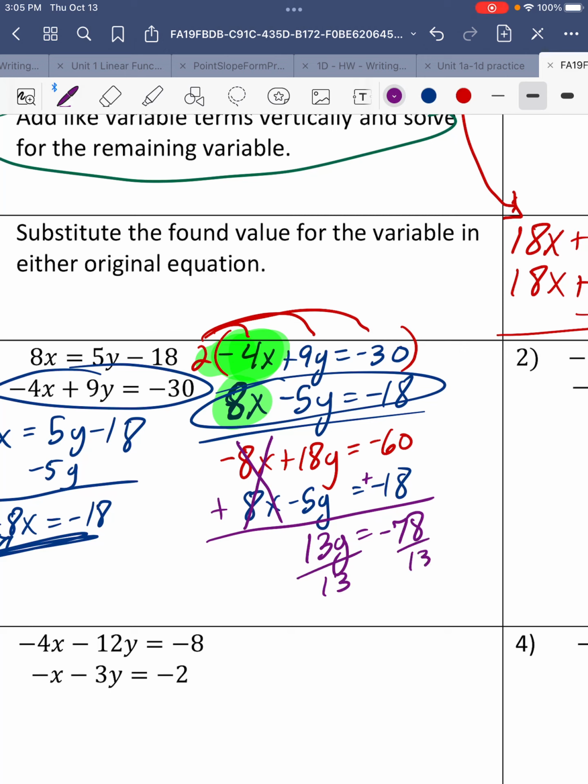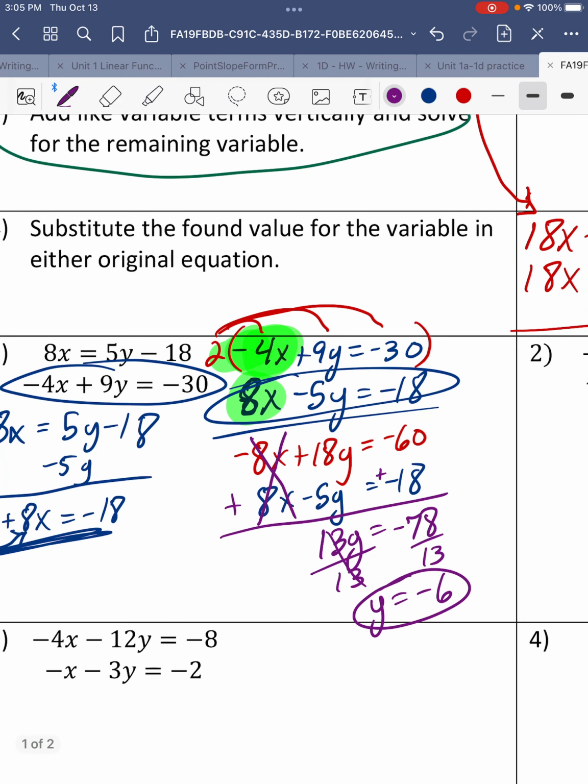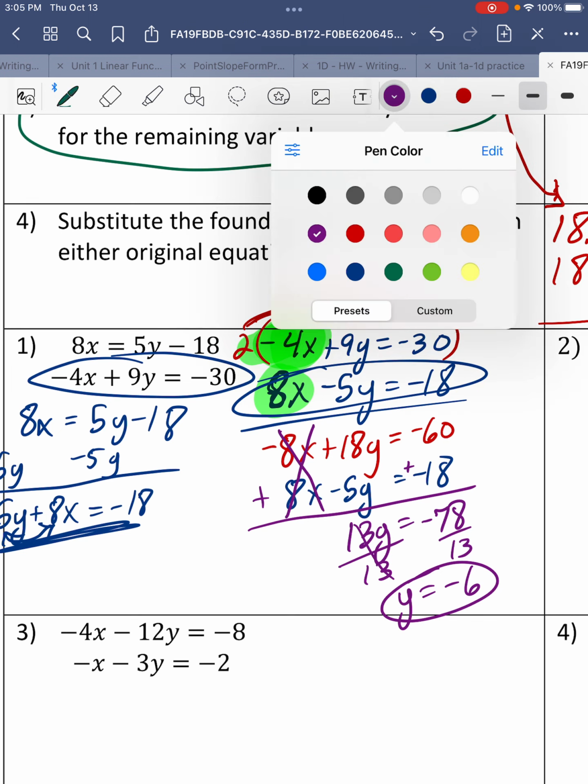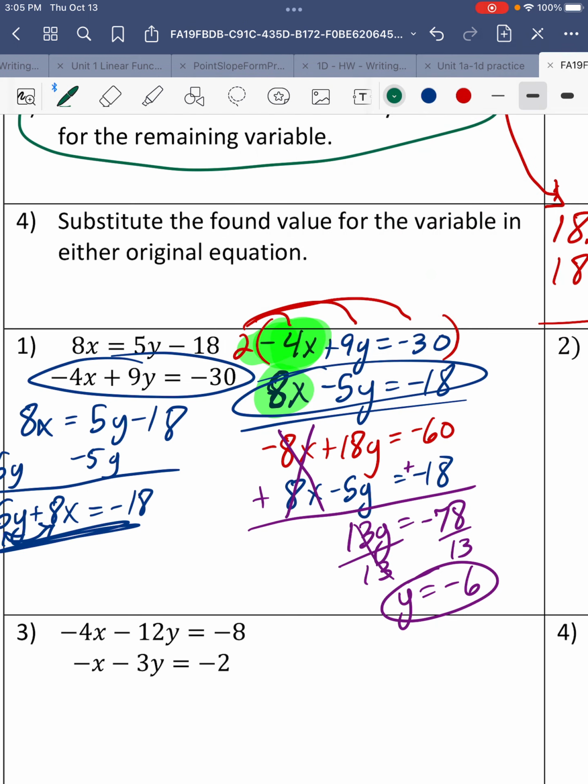I'm going to divide by 13. And I get y equals negative 6. So there's my y value of the solution. Now I need to substitute back in to get the x value. I don't have a lot of room here, so I'm going to have to squeeze this in. It does not matter which equation, I'm going to use that top equation.